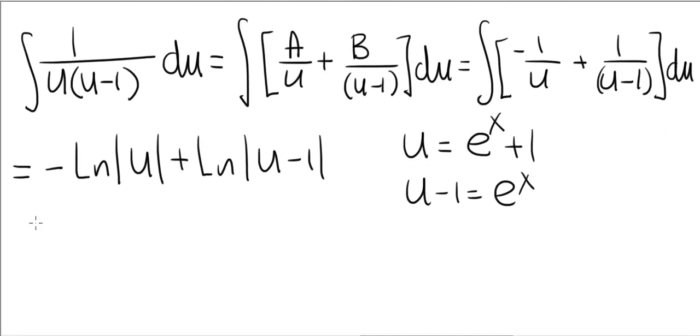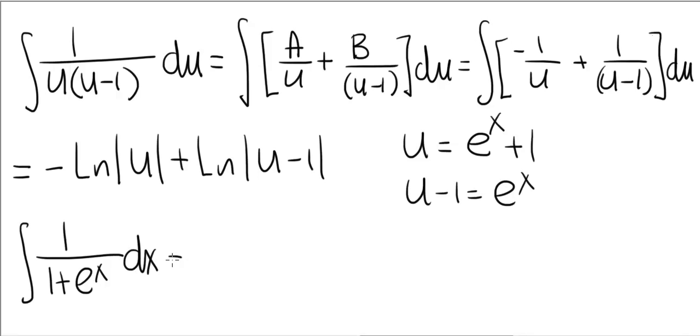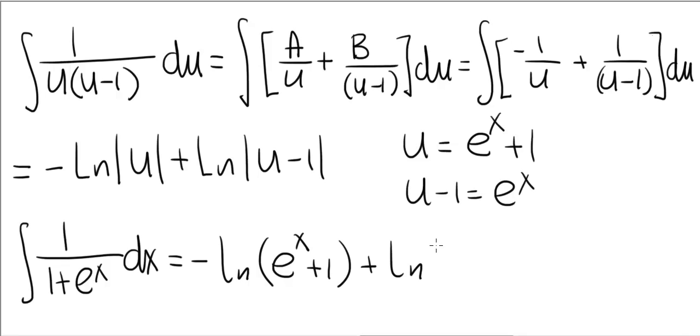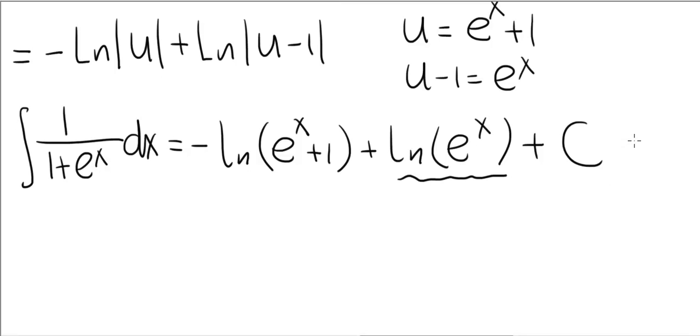And we can write the answer now as follows. The integral of 1 divided by 1 plus e to the x dx is equal to minus natural log of u, which is e to the x plus 1, plus natural log of u minus 1, which is e to the x, plus c. Of course, we can simplify. Natural log of e to the x is just x, so the final answer is x minus natural log of e to the x plus 1 plus c.